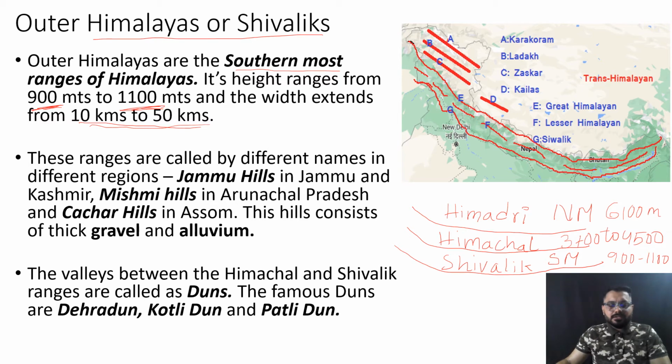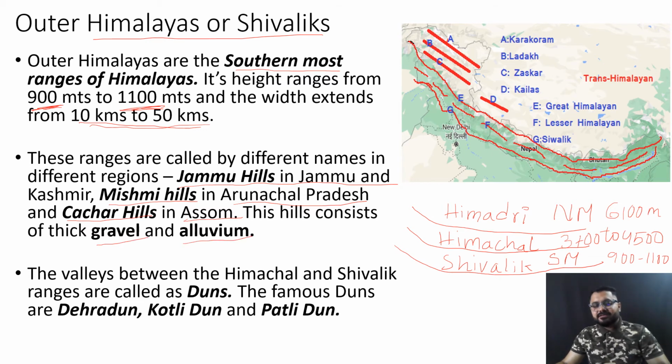Now talking about the different names, these Shivaliks are called by different names in different regions. Shivaliks are called as Jammu Hills in Jammu and Kashmir. They are called as Mishmi Hills in Arunachal Pradesh. And in Assam, people call it as Kachar Hills. And these hills generally consist of thick gravel and alluvium.